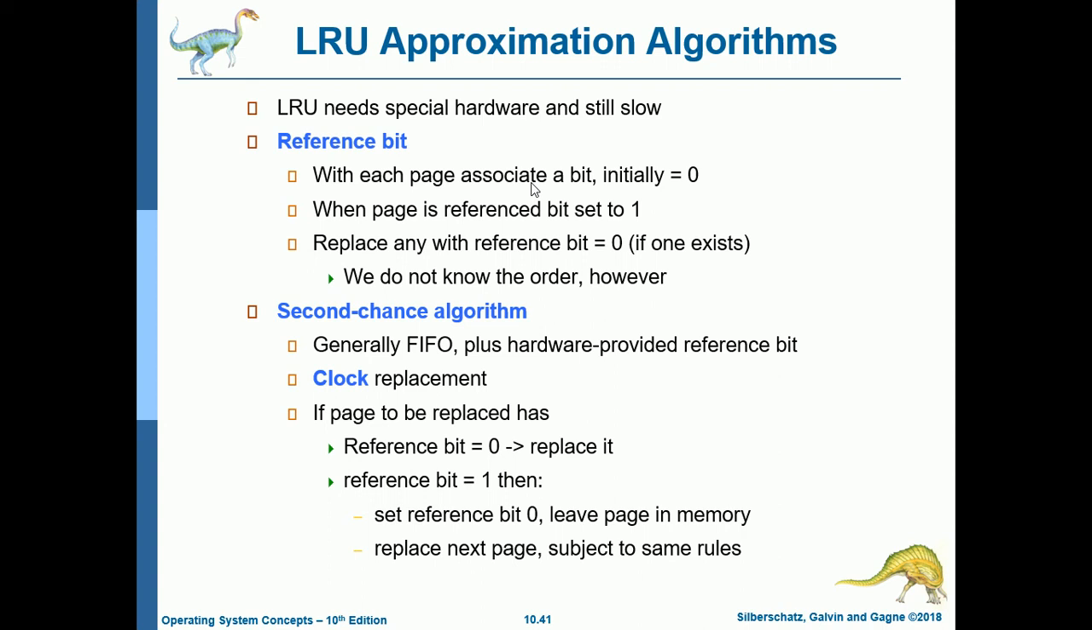Then we also have this second chance algorithm. So generally, FIFO plus a hardware-provided reference bit. Then it can use clock replacement. If the page to be replaced has reference bit equal to 0, then replace that page. If the reference bit is equal to 1, then set the reference bit to 0 and leave the page in memory. Then after that, replace the next page subject to the same rules.